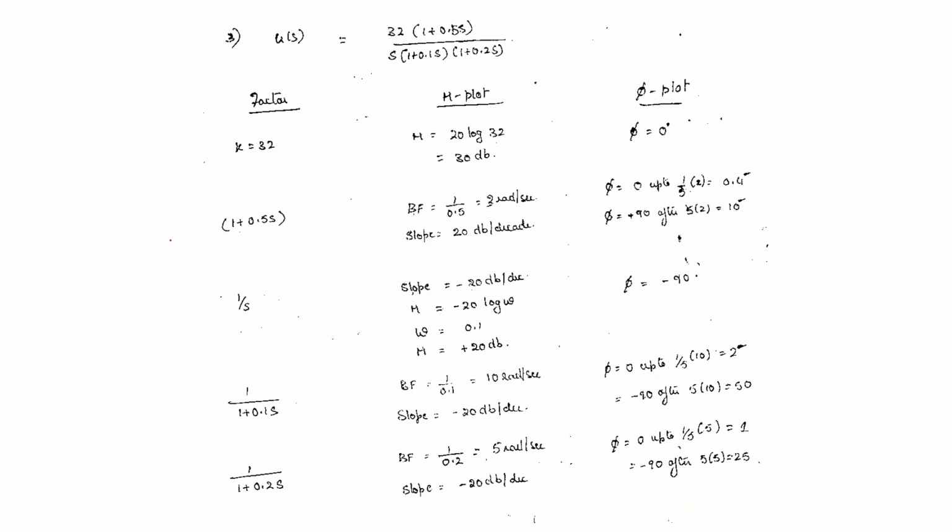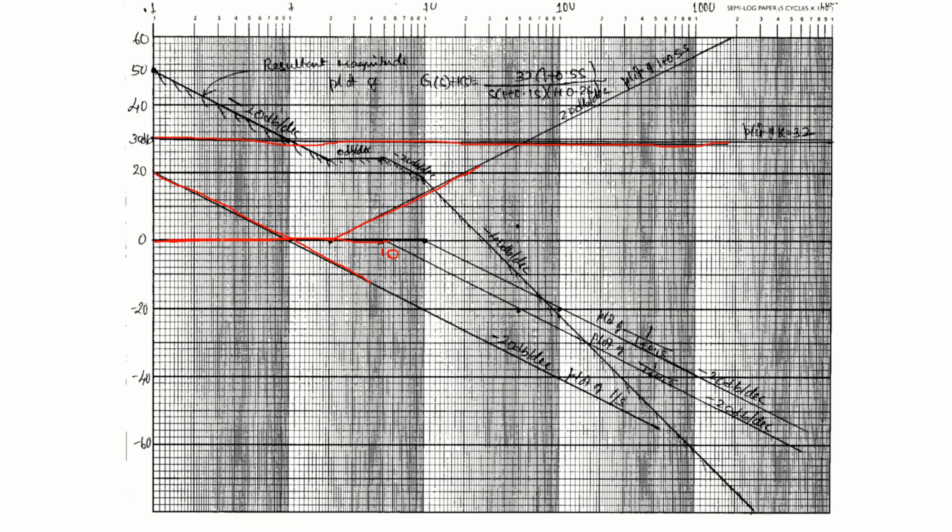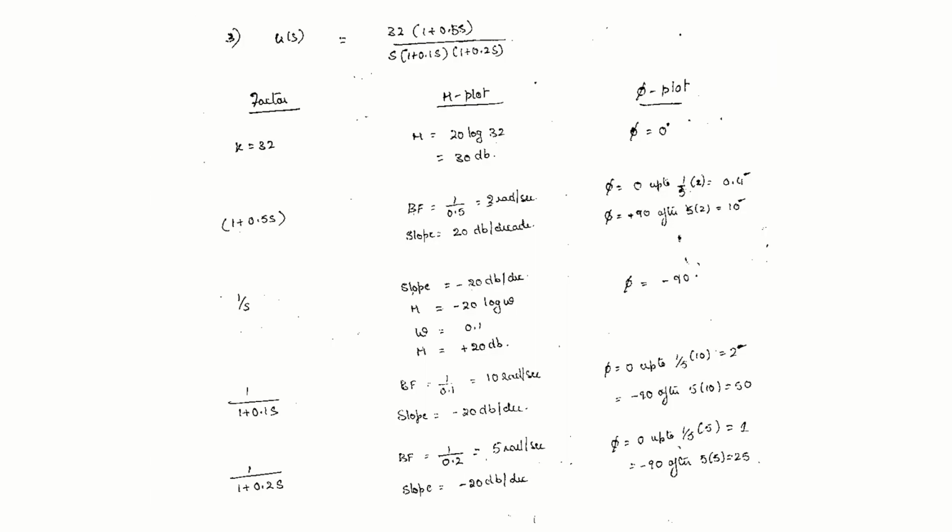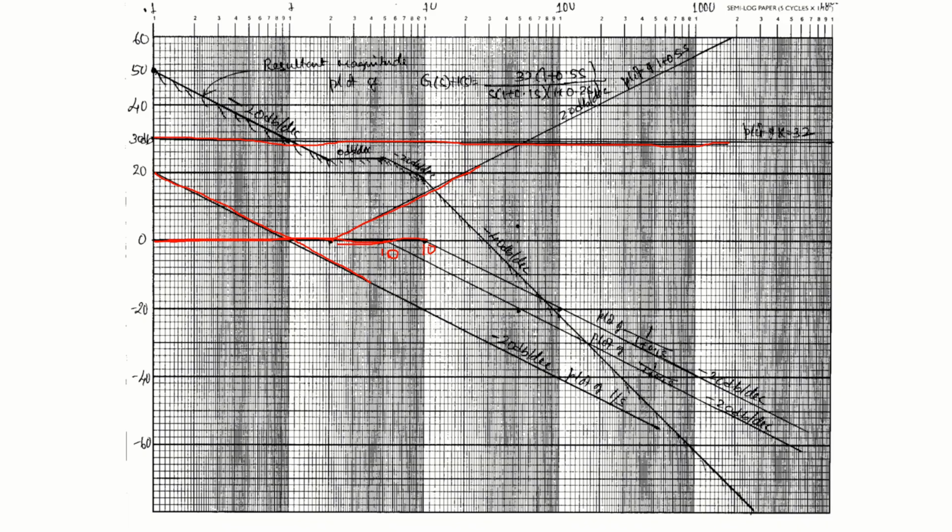Next, 1 by 0.2, sorry, up to 10. Up to 10 means this one. Another one is 1 by 1 plus 0.2 s, that is 5. This is 5. Then minus 20 dB per decade. Please, just because I made a mistake, be careful about this.